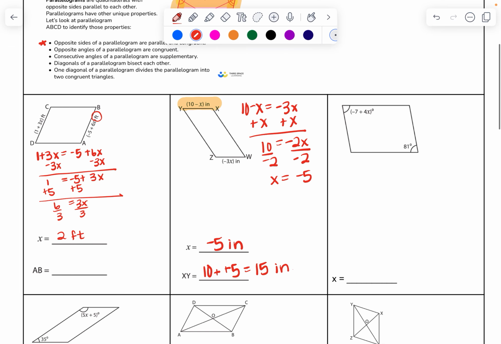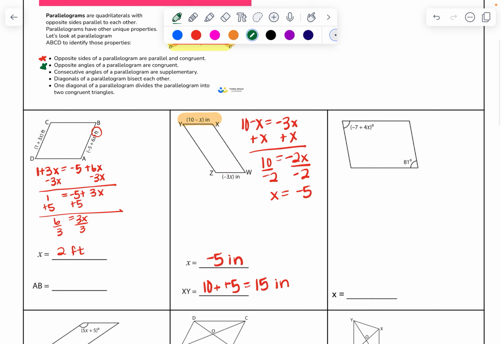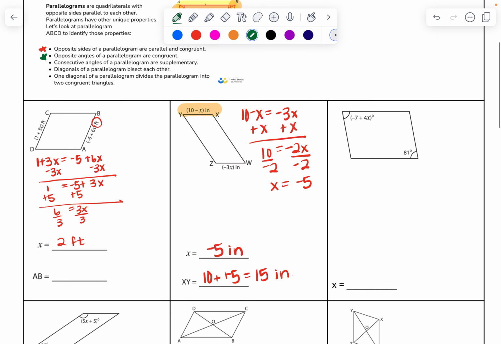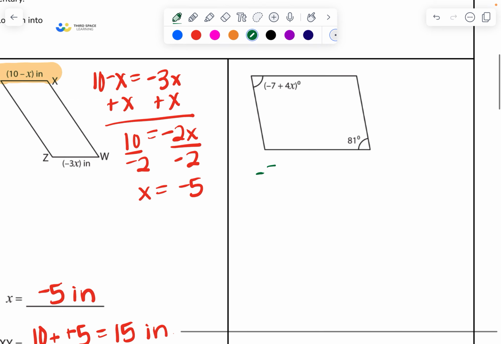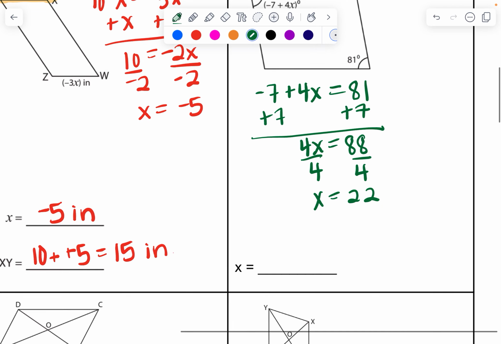This next one has to do with angles. It says opposite angles of a parallelogram are congruent, our second property up there. So I know that negative 7 plus 4x equals 81. Adding 7 to both sides, 4x equals 88. And then dividing by 4, I would get x is 22. So 22 degrees.